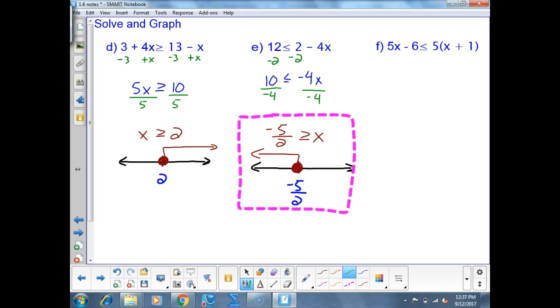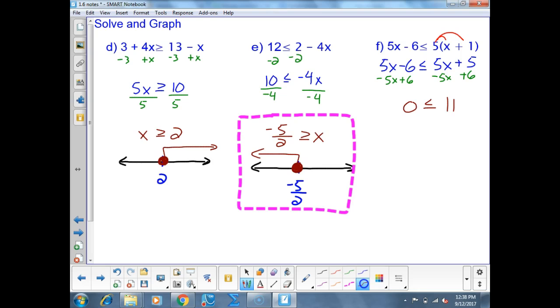On this particular one, first off, I would distribute the 5. Then that gives me 5x minus 6 is less than or equal to 5x plus 5. Subtracting 5x from both sides, and then we'll add 6 to both sides. Or if you want, subtract 5 from both sides. That gives me 0 is less than or equal to 11.